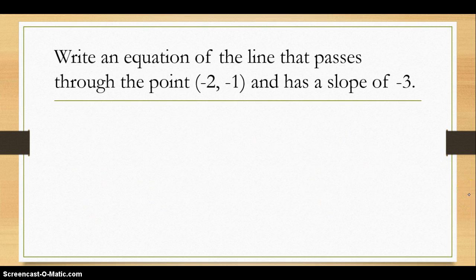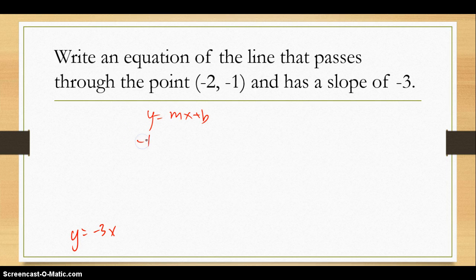So let's try another one. Write an equation of a line that passes through the point (-2, -1) and has a slope of -3. So remember our answer, y equals mx plus b, y equals -3x. Now we're trying to find our b. So y equals mx plus b. We're going to always start with that. So plug in the information I know.